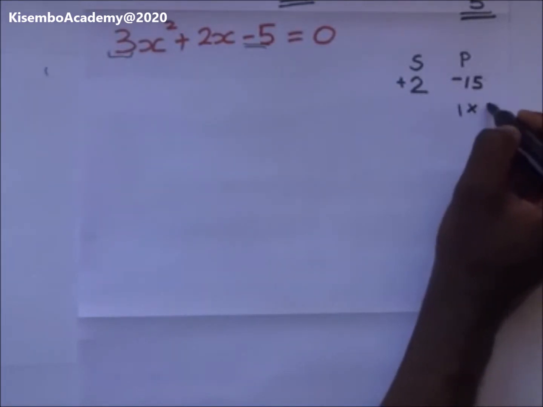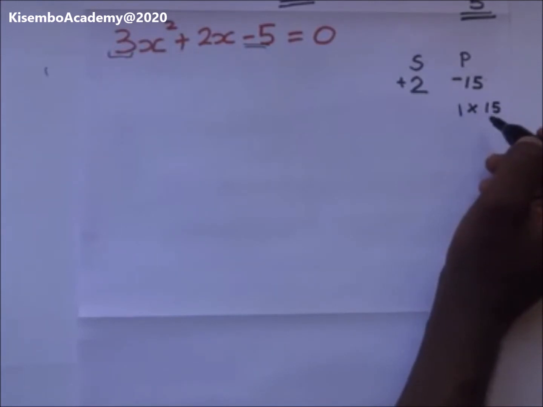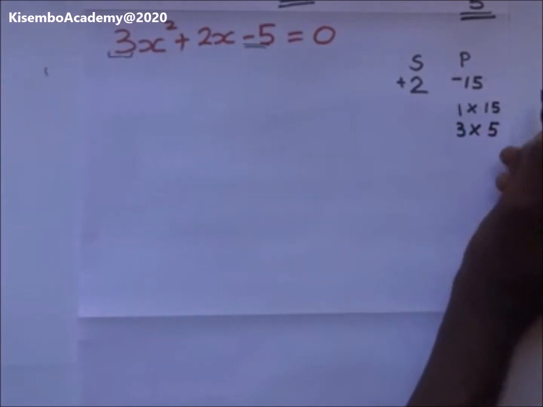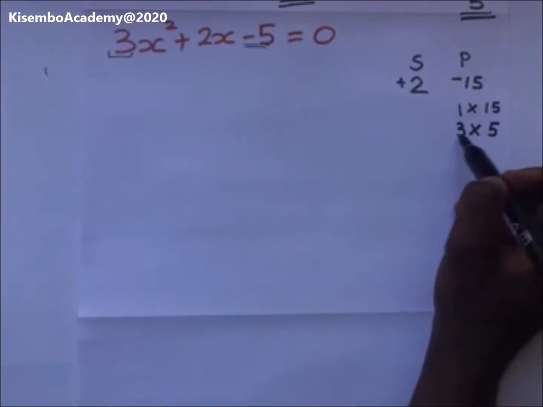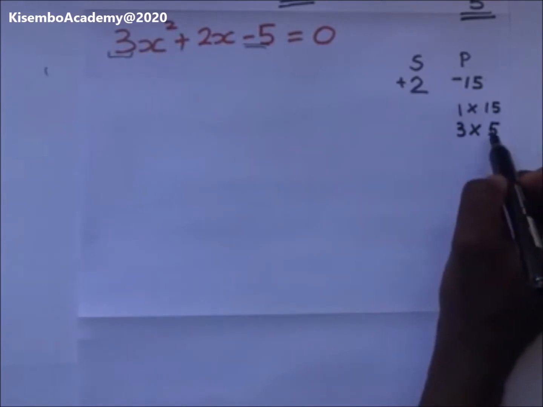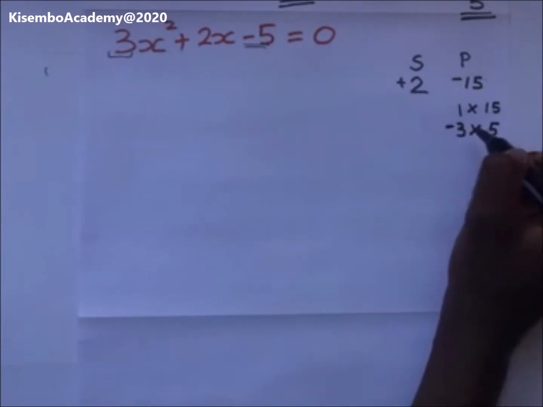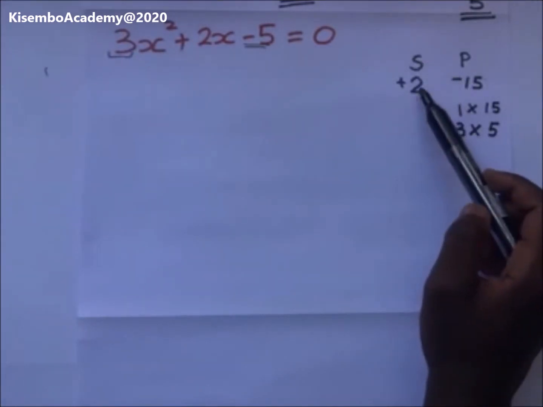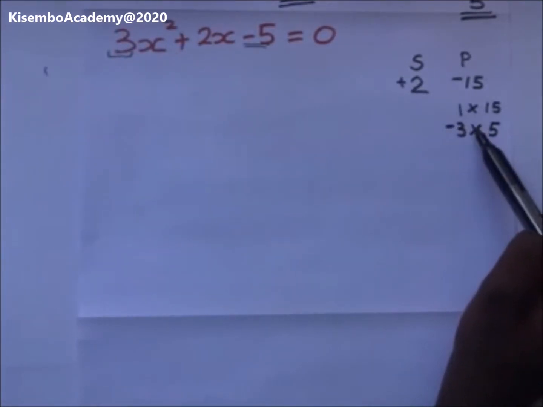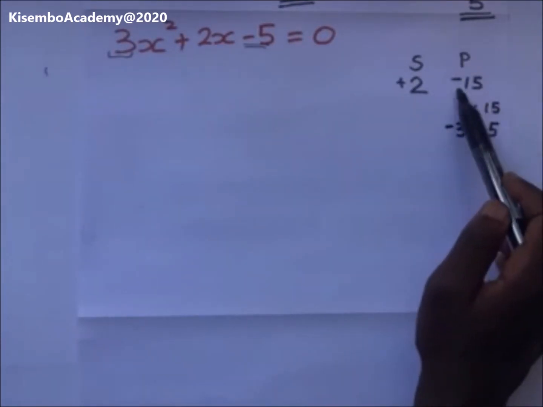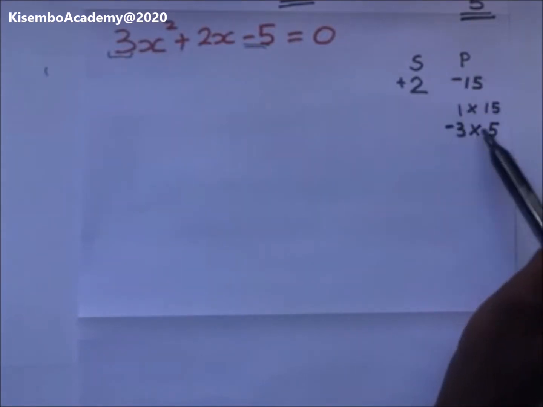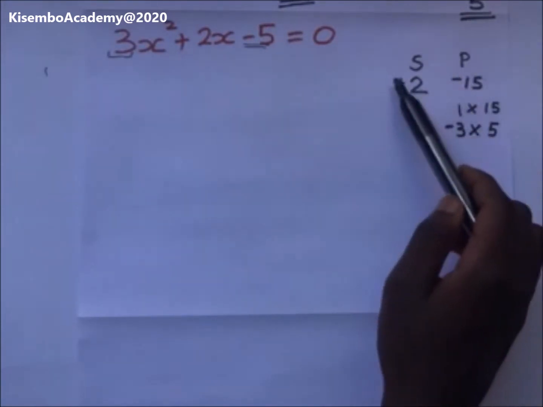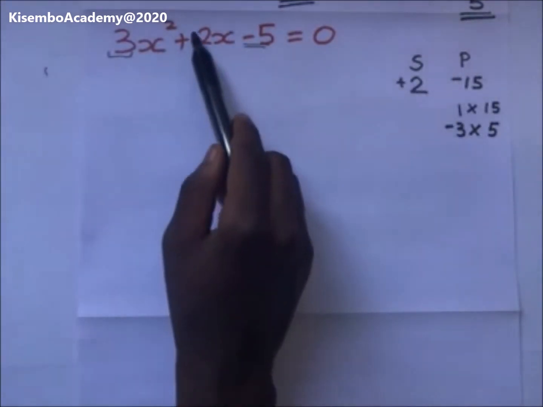So we'll begin with 1 times 15. It's a factor. Then we have 3 times 5. I think 3 and 5 will give us what we want if we manipulate them. Now, if we made this 3 a negative, you realize that negative 3 plus 5 gives us a sum of positive 2. Then negative 3 times 5 gives us a product of negative 15. So these two numbers satisfy that condition.